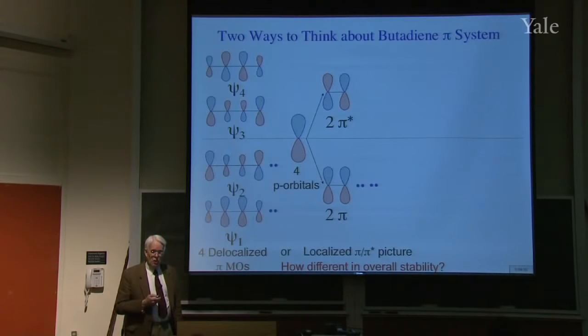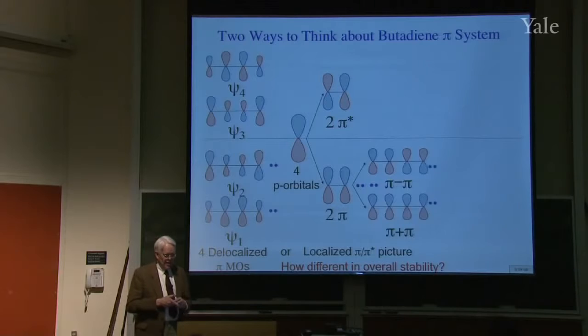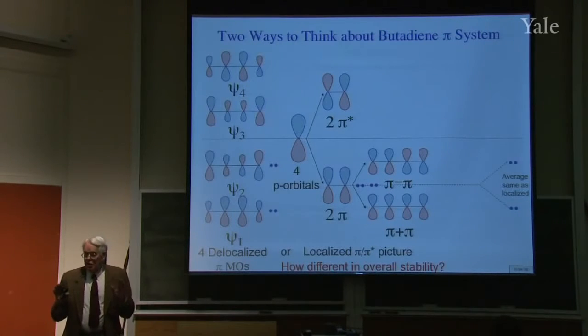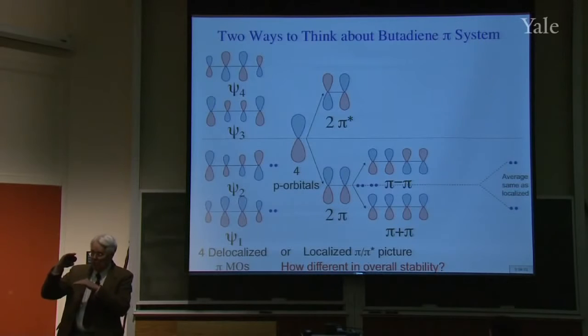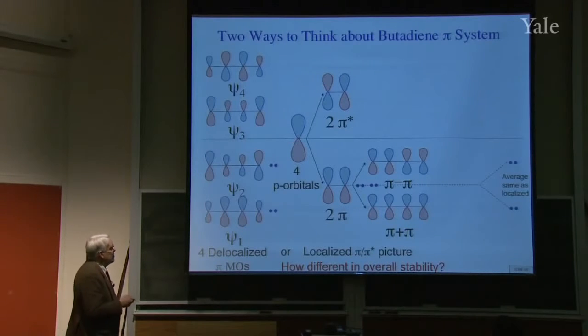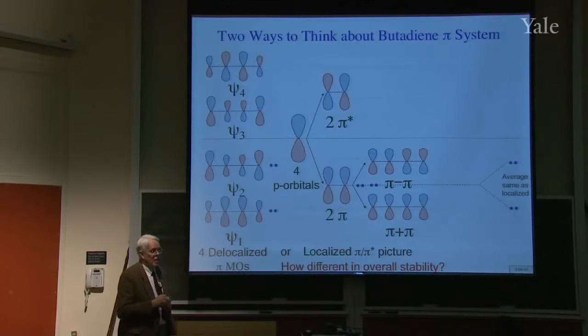How different are they in overall stability? Well, let's analyze it this way. We know that in fact we can mix these 2 with one another. This is pi plus pi and pi minus pi. So we're getting things that look a little bit like this, but they're not distorted to optimize the overlap, okay? And if then this goes down and this goes up the same amount. In truth, the one that goes up goes up a little more than the one that goes down, right? But that's part of the Huckel approximation, that they go up and down the same amount. Okay, so the average is the same as where it started, right?